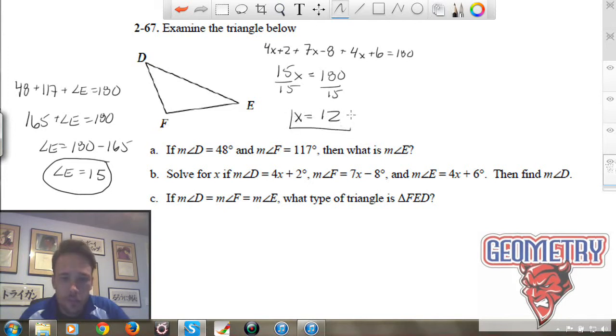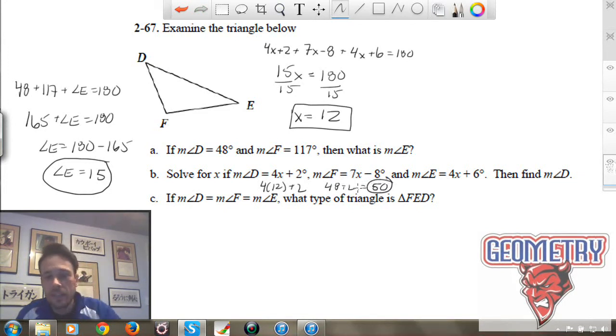So that's the first part there of B. But then it says find the measure of angle D. So we're going to take this 12, we're going to plug it back into here. So instead of 4x plus 2, it's 4 times 12 plus 2. And so 4 times 12 is 48. 48 plus 2 is 50. So the measure of angle D is 50 degrees. Clean that up. There we go.